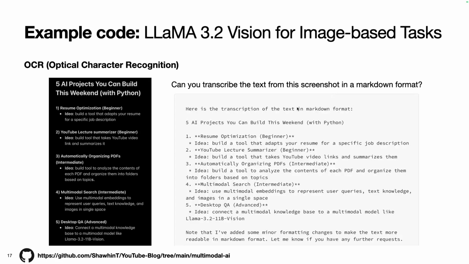It says, here's the transcript of the text in a markdown format, and it does a pretty good job. The only thing that's missing here is that this should be a header. So there should be a hashtag or a couple of hashtags in front of it, but everything else, it did a good job. You know, I didn't see any spelling mistakes, and then it got the numbering and the bullet points right.